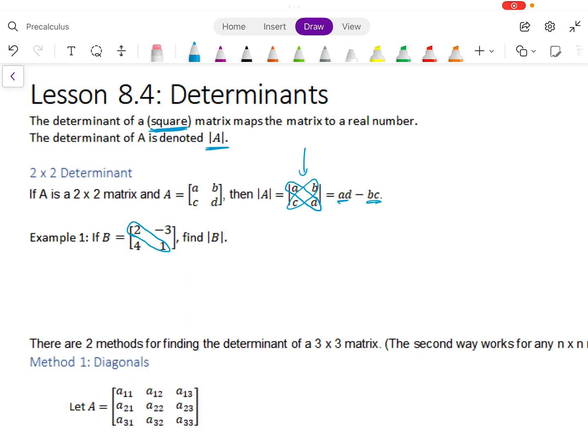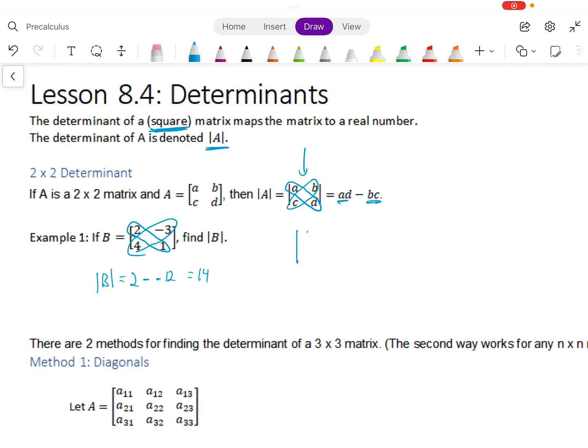So 2 times 1. So the determinant of B is 2 times 1 minus 4 times negative 3, which is negative 12, so we get 14. And it's as simple as that.